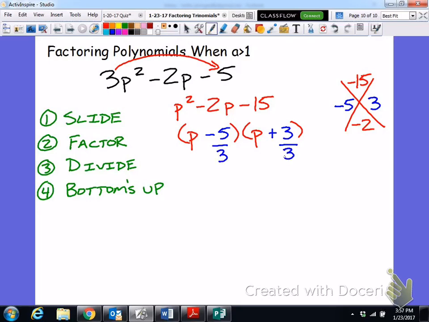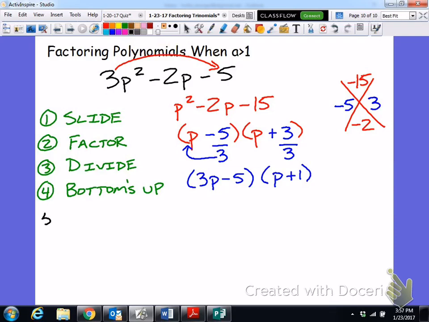And then step 4, bottoms up, has to go along with step 3. I have to simplify my fractions. 5 over 3 does not simplify, so this 3 is bottoms up, and that becomes 3p minus 5. And then in my second factor, 3 divided by 3 is 1, so that factor becomes p plus 1. Now, if I wanted to, I'm completely factored.